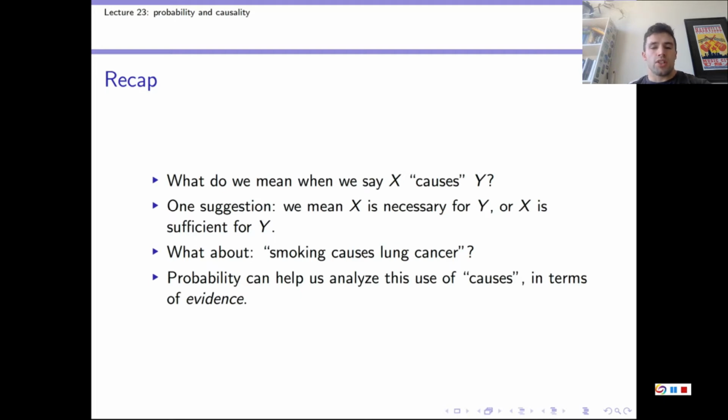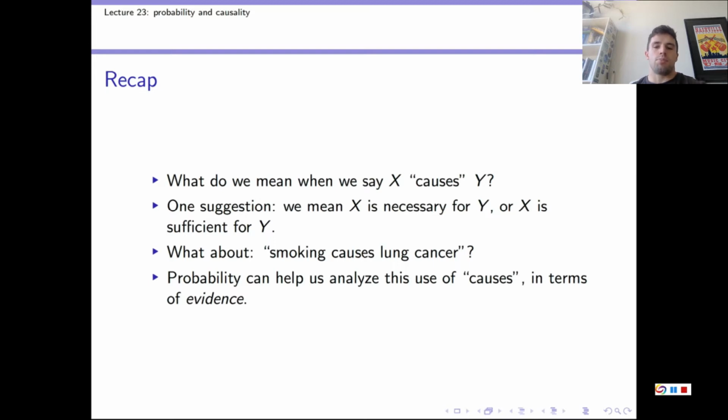So you ask, well, what does this more likely mean? Now, one way of interpreting this is to say that X is good evidence for Y. And it turns out, using our ideas of probability, we can actually quantify this idea of evidence. So this is where our analysis of causality is going to take us. We're going to quantify the degree to which an observation can be called evidence for some hypothesis. So let's see how we do that.